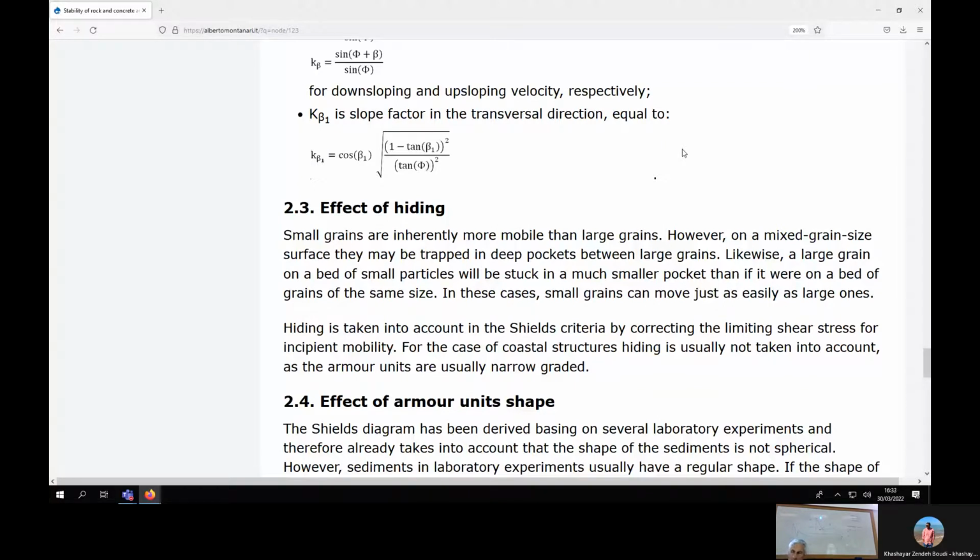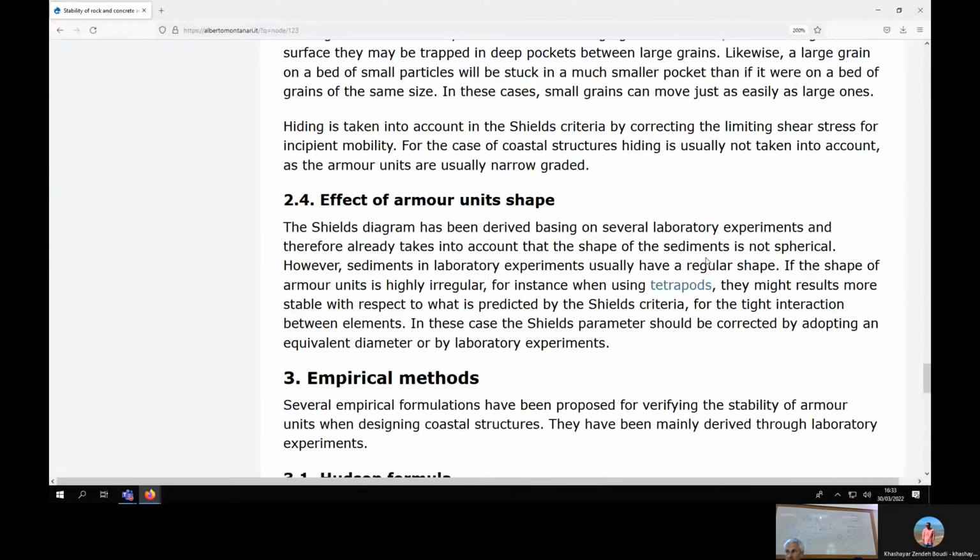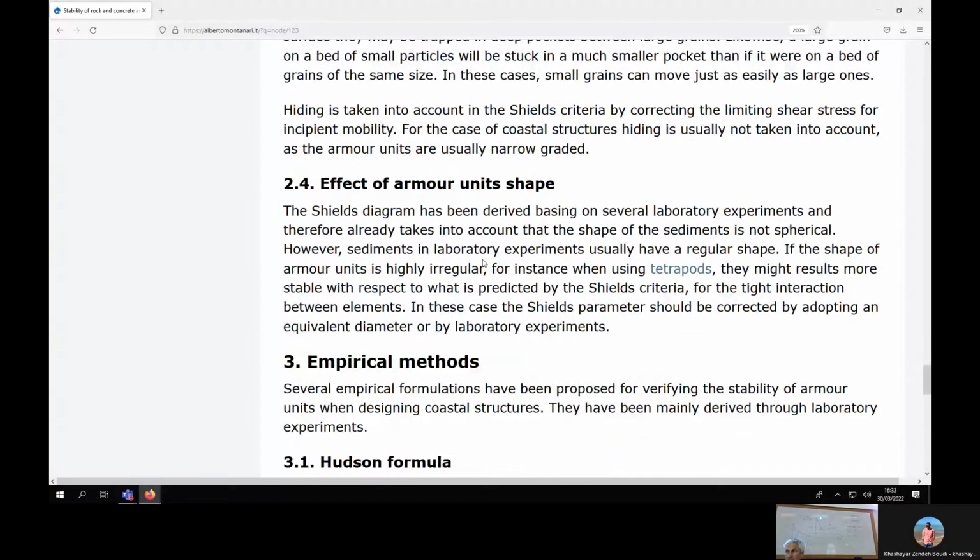But why? Because hiding actually is not a relevant effect for the design of groins and breakwaters. Usually groins and breakwaters are composed using units that have more or less similar size. What is indeed relevant is the effect of the shape of the armor units. We have introduced a shape coefficient, C.